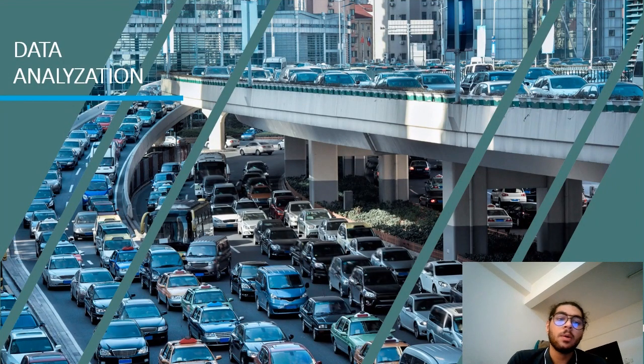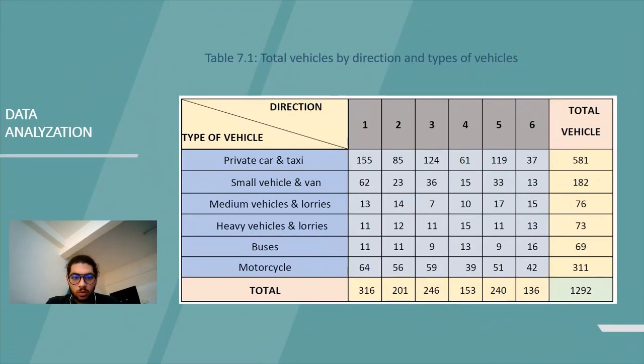Okay, let's talk now about data analyzation. So as you can see in this table, the total vehicles by direction and types of vehicles, we have 6 directions and we have types of vehicles: private cars and taxis, small vehicles and vans, medium vehicles and lorries, heavy vehicles and lorries, buses and motorcycles. So as you can see, this is the analyzation and we got a total of 1292 vehicles.